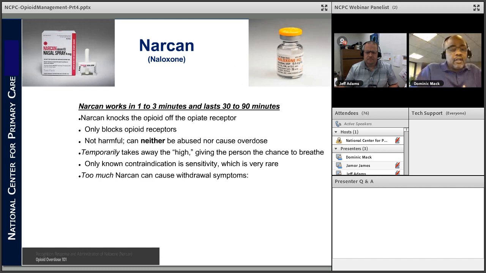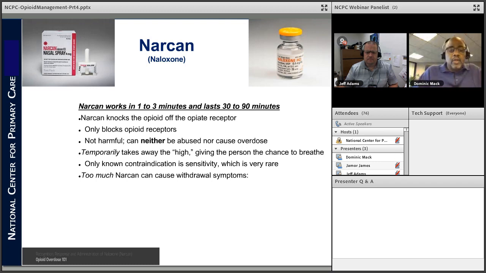Narcan, and I'm going to let Jeff talk a little more about this, and Anna spoke about its availability now, and it's all reported because it saves lives, and it's a quick reversal. As you see, it works in 1 to 3 minutes, and it lasts 30 to 90 minutes to protect and to reverse respiratory depression. What it does is it knocks the opioids off the opioid receptors, and it only blocks the opioid receptors. It's not harmful.